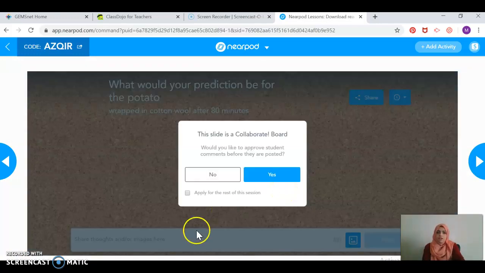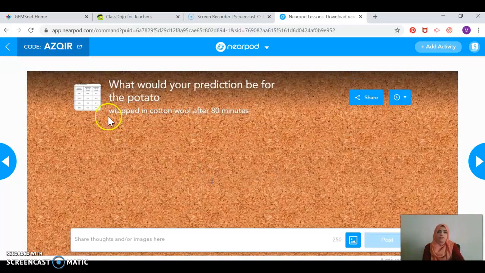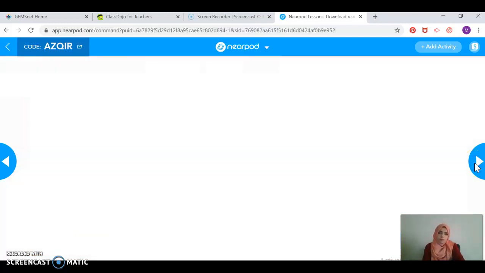Our next question is, what will be your prediction for the potato wrapped in cotton wool after 80 minutes? They did 20 minutes, 40 minutes, 60 minutes. So what do you think will be the temperature of the potato wrapped in cotton wool after 80 minutes? That's your prediction here. You have to predict what temperature you think it would be.